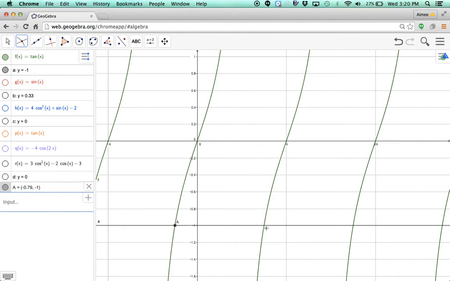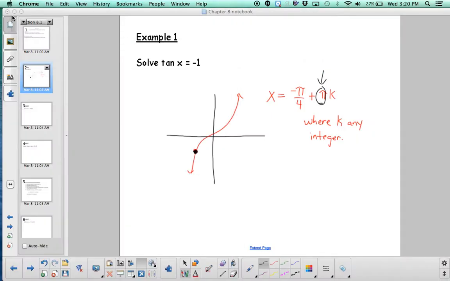We also get other solutions, and those other solutions happen here and here, and it continues to happen in increments of pi. And so that's why in this case we give solutions not just as -pi/4, but -pi/4 plus pi k.